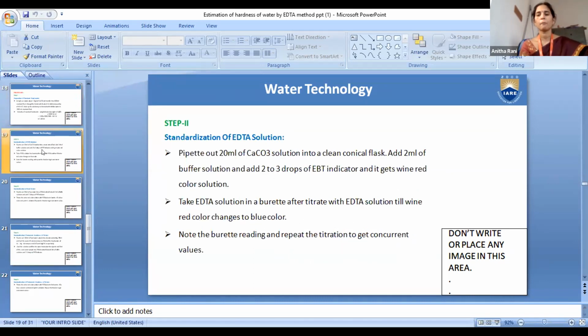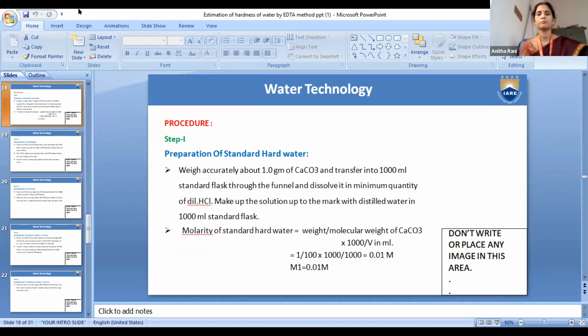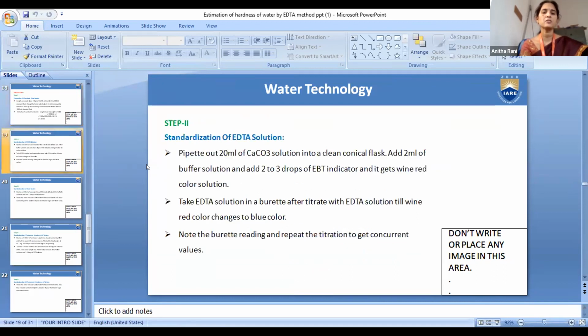I think everybody understood step 1, students. In step 1 we prepared standard hard water and found its molarity. The second step is standardization of EDTA solution. Here we will take the standard hard water, that is, the calcium carbonate solution.